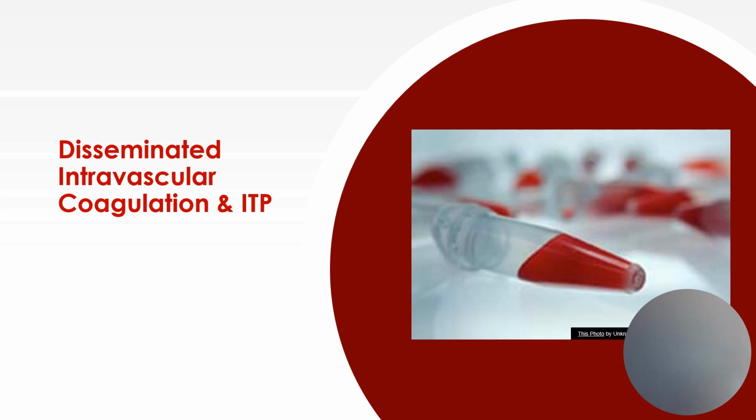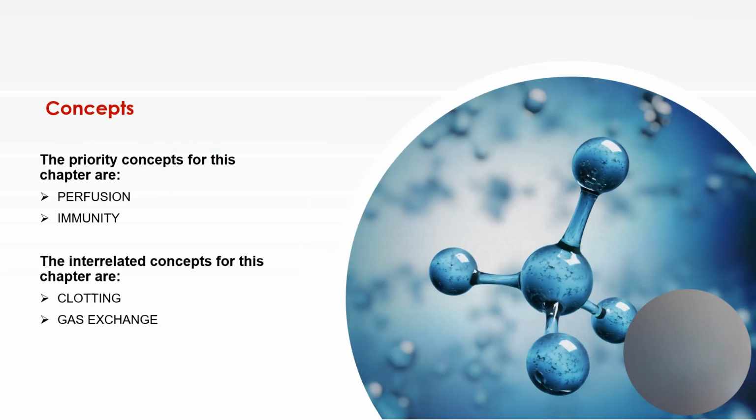Disseminated intravascular coagulation, DIC, and idiopathic thrombocytopenic purpura, ITP. In this study, we're going to be talking about perfusion and immunity. These interrelated concepts for this chapter are going to be clotting and gas exchange.